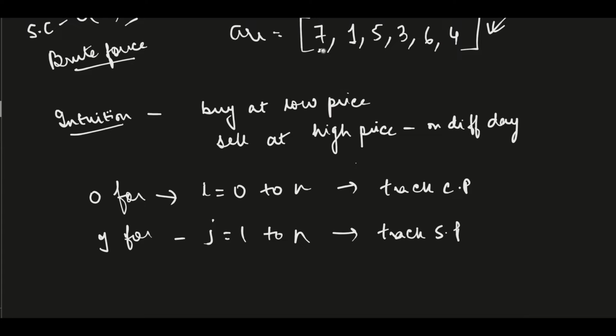Suppose outer loop is at 7. This is the outer loop, the I pointer. And then inside this loop, we are going to check whether, if I'm buying at 7 and if I'm selling at 7, what is my max profit? We'll have this variable max in which we are going to store. So if I buy at 7 and sell at 1, obviously my profit is going to be negative.